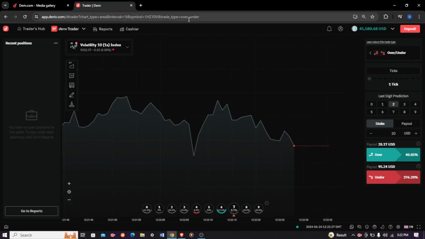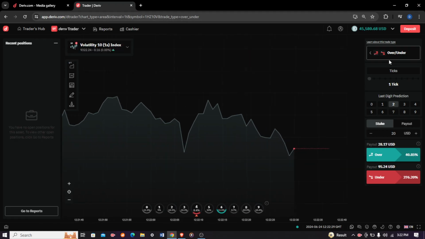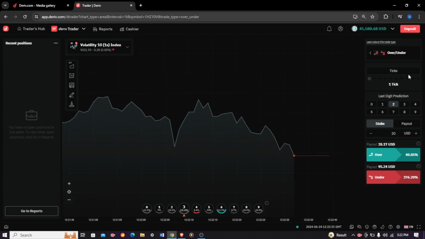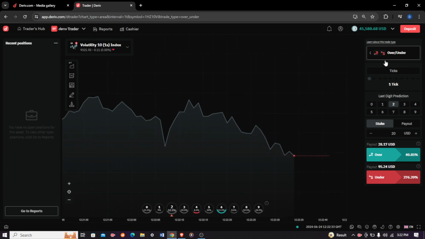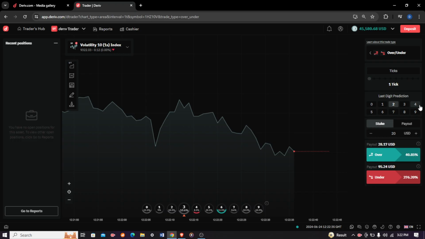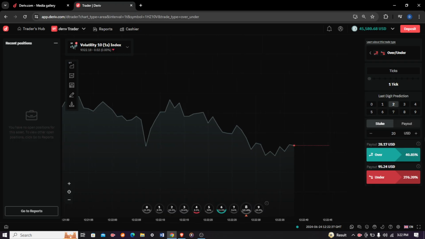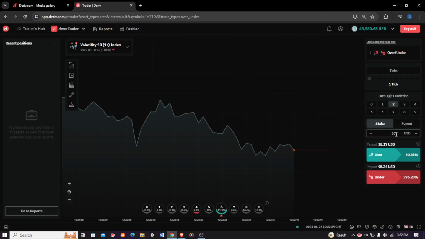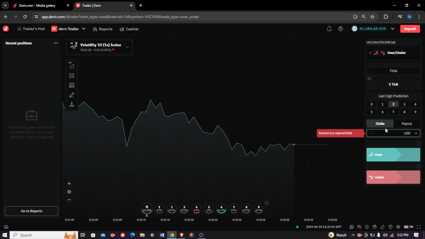Okay, so here we have a volatility 10 (1s), remember that. Make sure your trade type is set correctly to over under. We have ticks, which is 1 tick. We have a last prediction, which is 2. We have our stake set correctly. Okay, let us put a smaller stake.